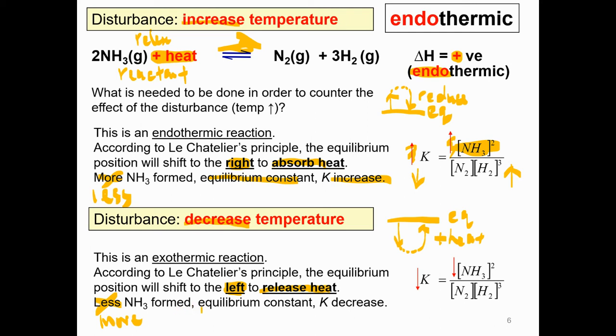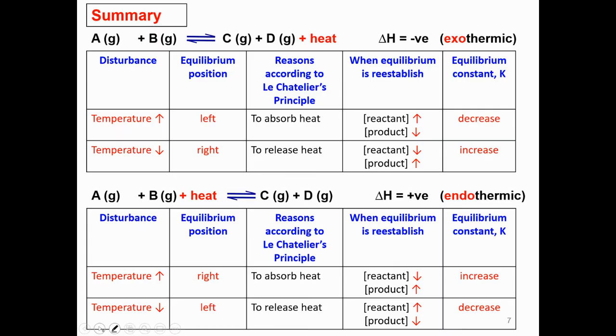Okay, so more NH3 is formed, thus the equilibrium constant will increase. So this one is wrong, this one is decrease. Okay, endothermic, correct? This part is wrong, this one should be endothermic. Okay, now, this is the summary for exothermic and endothermic when the disturbance is temperature increase or temperature decrease.